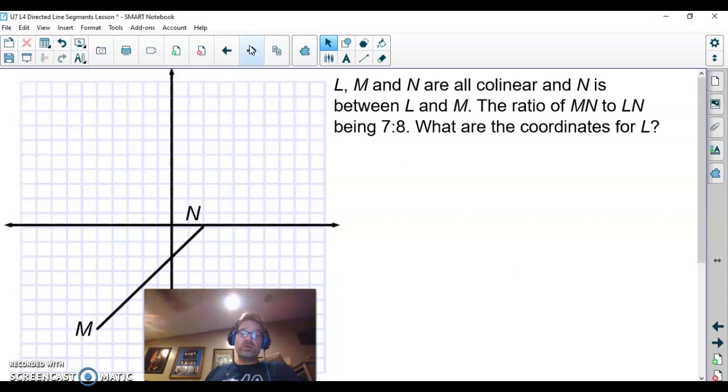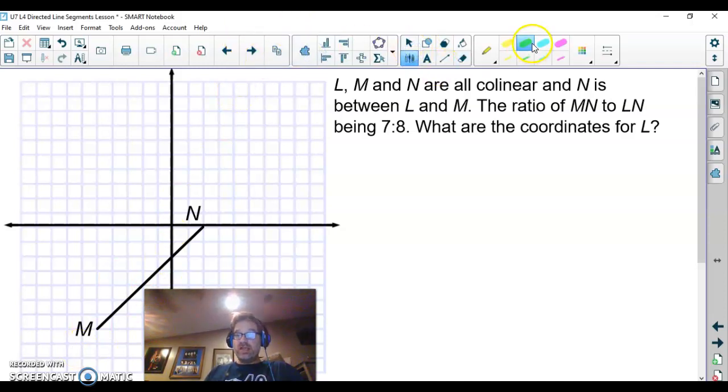I'll do another one with you. Here's L, M, and N are collinear. N is between L and M. That means if I extend this segment, L is going to be someplace on that extended segment. The ratio is 7 to 8. MN counts by 7s, LN counts by 8s.